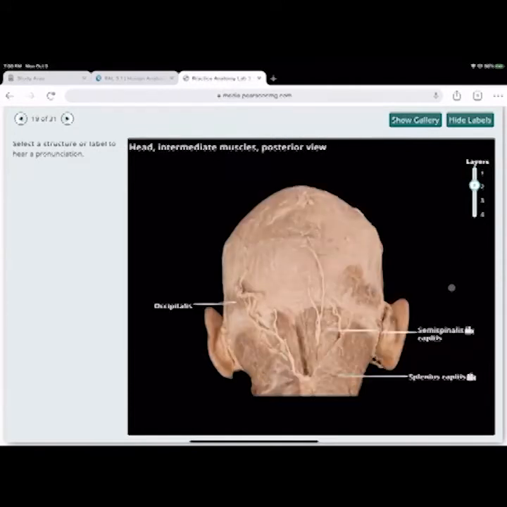Okay. Occipitalis muscle again, a little deeper dissection. The semispinalis capitis muscles, and the splenius capitis muscles. So the semispinalis capitis muscles are above or superior to the splenius capitis muscles. They're a bit longer, and run down the neck.